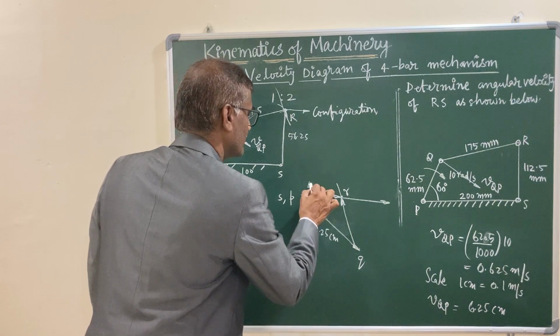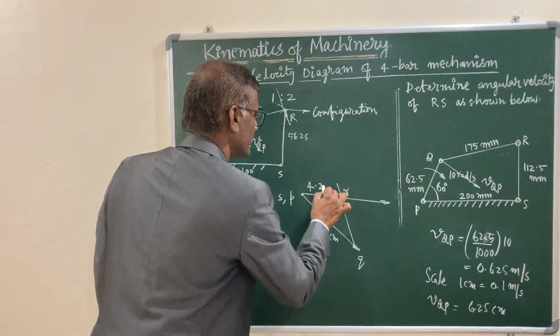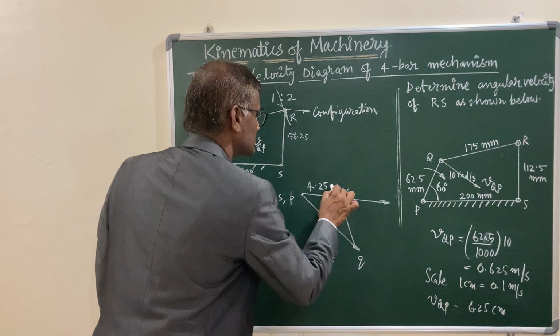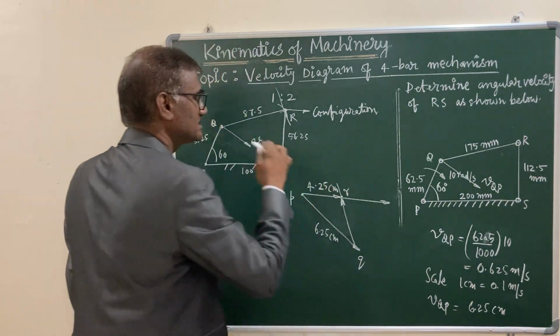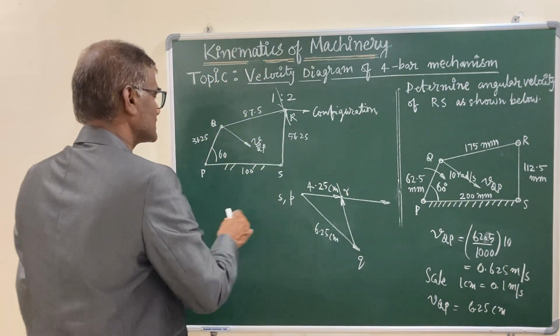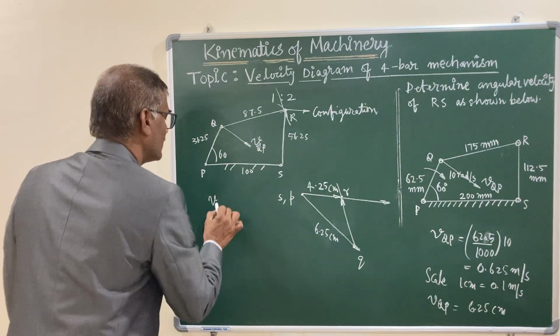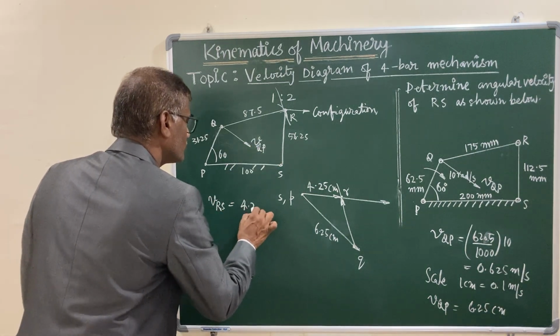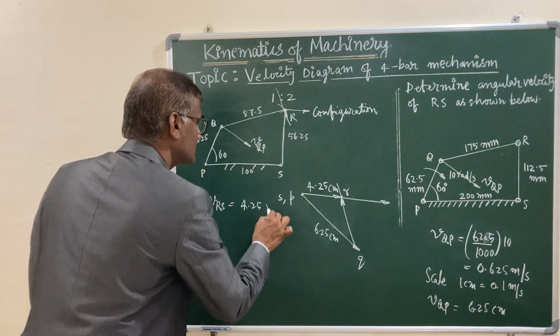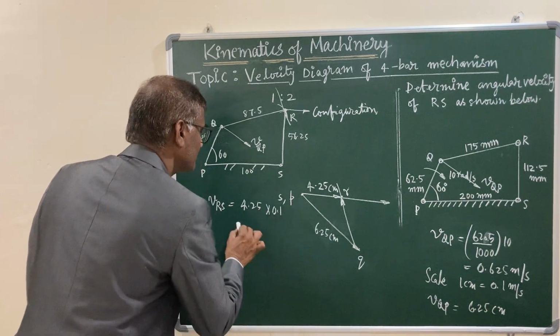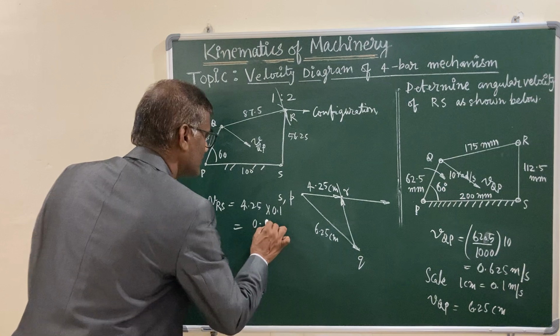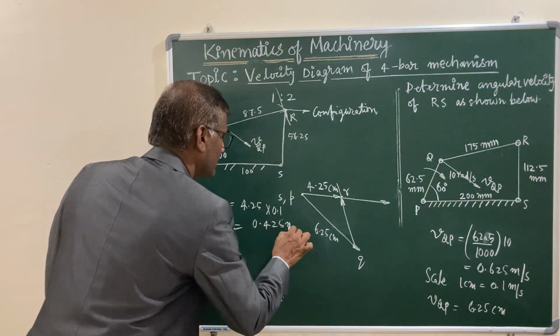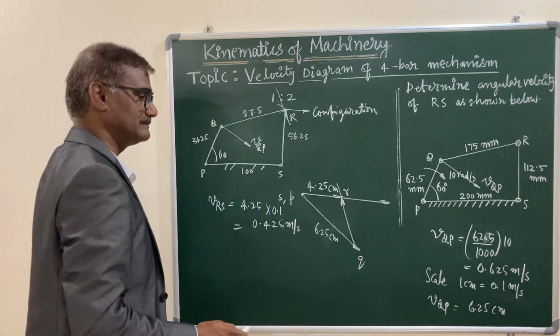If you measure this length, you are going to get 4.25 centimeters of length, and this length is required. Let us calculate the velocity of R with respect to S. It is 4.25 centimeters length into scale factor 0.1, so you will get 0.425 meters per second as the velocity.